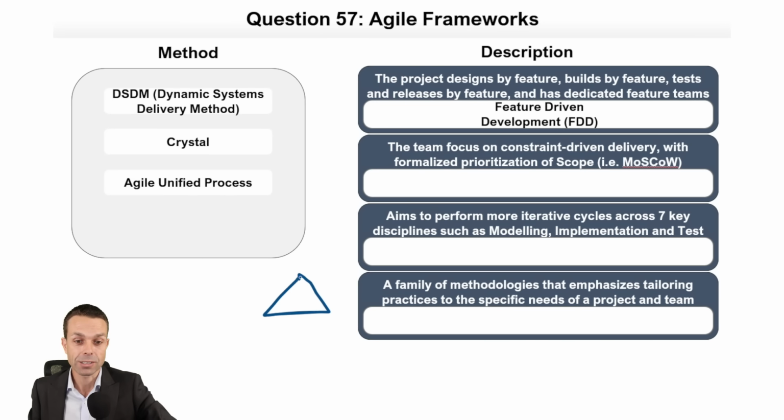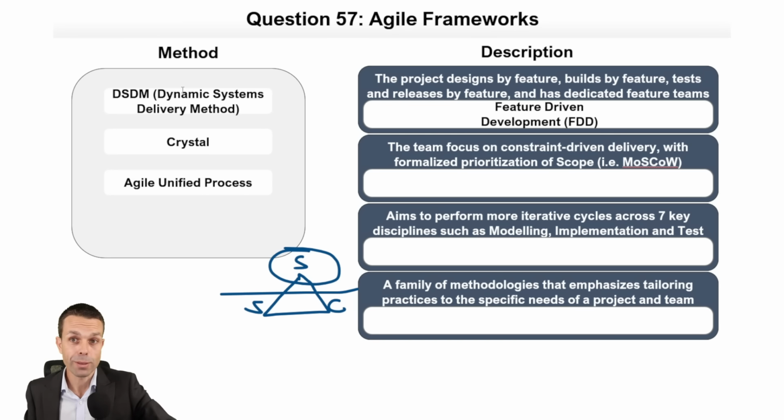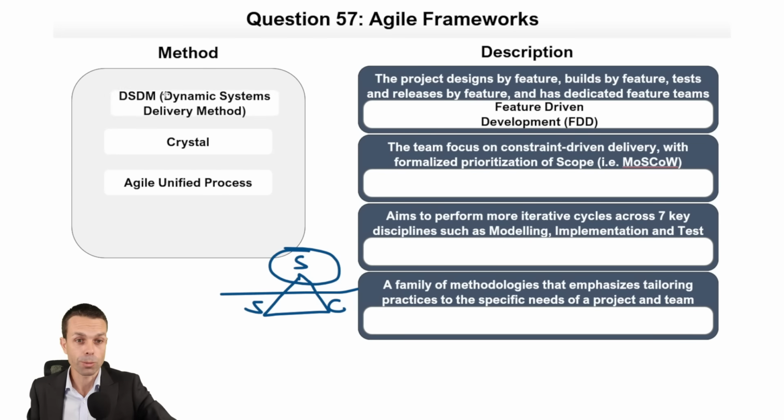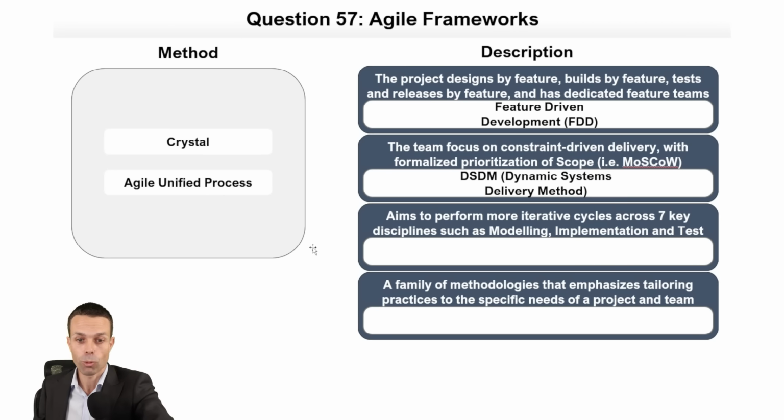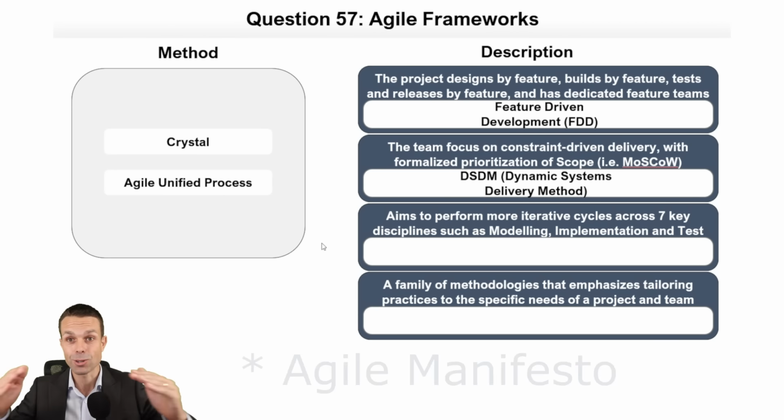And our constraints, remember, scope, schedule, and cost. And in Agile, scope is variable, and the other two are fixed. And the method that brought that into the workplace is DSDM. So that was back in the 90s, a wonderful way to work, and that fed into the Agile Practice Guide in 2001. A family of methodologies that emphasizes tailoring practices to the specific needs of the project and the team.